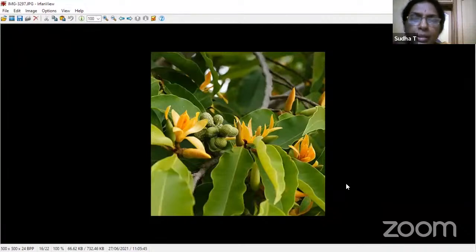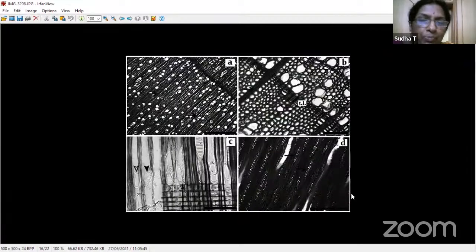Magnoliaceae family and Winteraceae family are the most primitive families among the Angiosperms. So this is one of the magnolias in the garden. I would like to show this so that you can identify and remember something about magnolias.